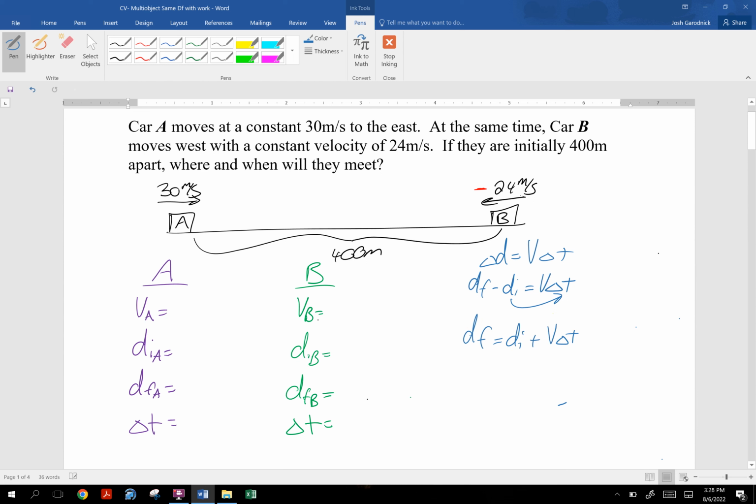There we go. And that's going to be a key to solving this problem, separating the distance into final and initial positions. So let's get to it.